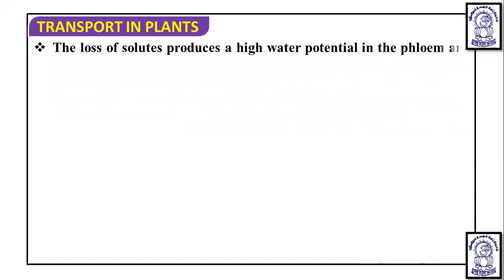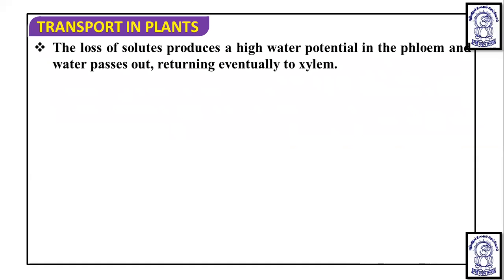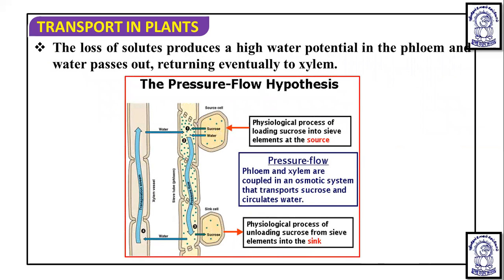So the loss of solute produces a higher water potential in the phloem, and water passes out, returning eventually to the xylem, which is explained in this pressure flow hypothesis. Okay, so we have already understood this. This is a source, the sugar source cell. The physiological process is loading sucrose into the sieve tube at the source, then water follows by osmosis, then the pressure flow. Phloem and xylem are coupled in the osmotic system that transports sucrose and circulates water. The physiological process is unloading of sucrose from the sieve tube element to the sink, and water goes back to the xylem.